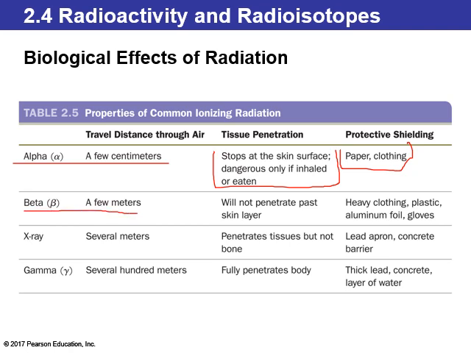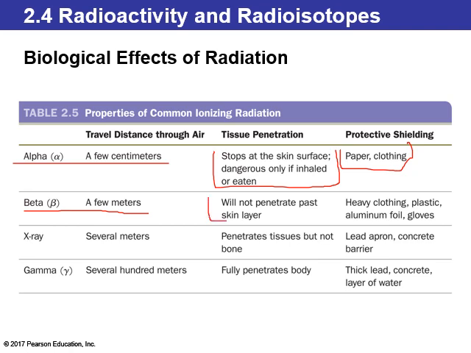Beta particles can travel a lot further. They can travel several meters. So you have to be careful when you're working with beta particles, because not only can you be exposing yourself, but you could be exposing other people around you. So you have to care about where is my shield relative to the other people in the room too when you're working with beta radiation.